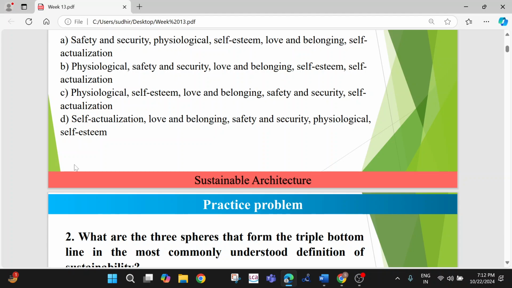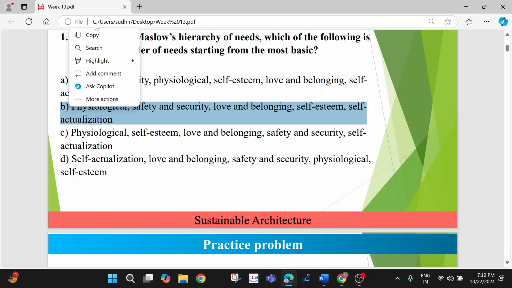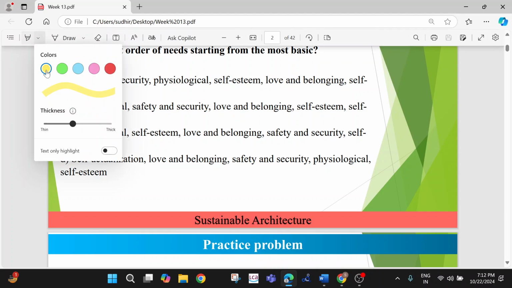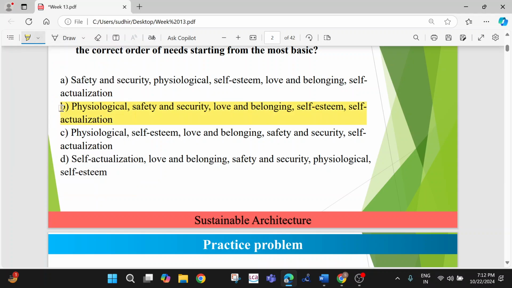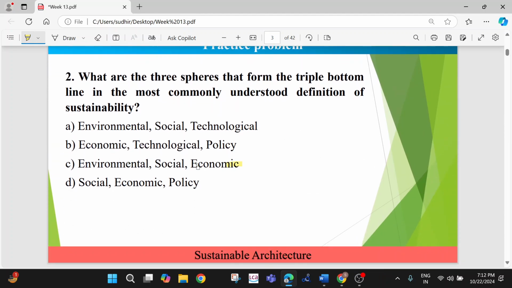So let me mark this as well so that in the later phase, let me mark the answers so that when it gets uploaded there won't be any delay, because the exams are very near. So first is B, and for the second one it is C.